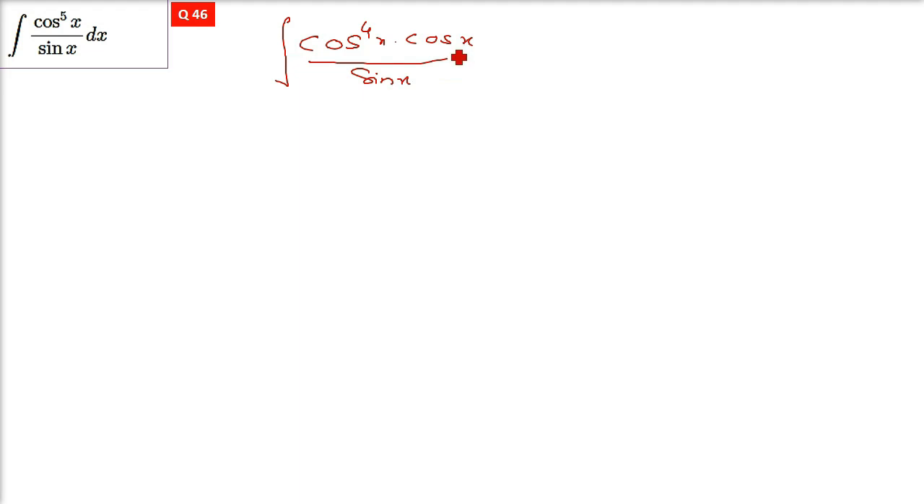So when you take sin x as t, you are going to get this as cos x dx. But still we have this cos raised 4x. What to do with that? Since we are taking sin x as t, we'll try to change this cos raised 4x in terms of sin x, because cos raised 4x can be written as cos square x into cos square x. This cos square x can be written as 1 minus sin square x, and the other cos square x can also be written as 1 minus sin square x.